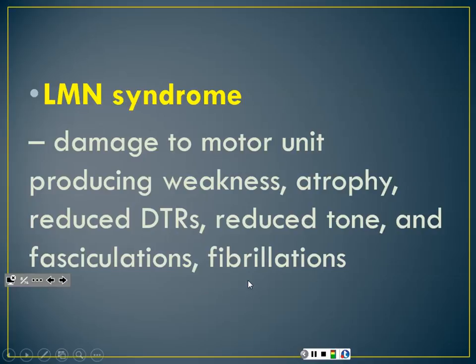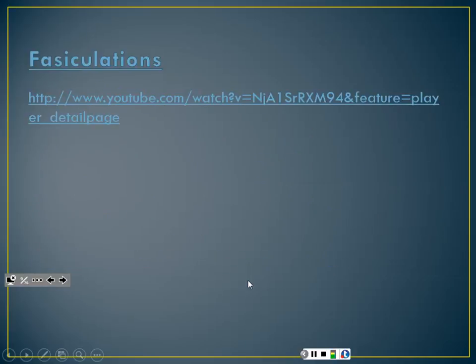We have reduced tone or normal tone. It can be normal, but you can have reduced tone because you're getting lower. You're not going to have hyperreflexia. And you can get fasciculations and fibrillations. So those are the characteristics of a typical lower motor neuron syndrome.